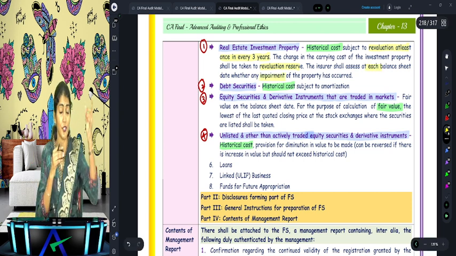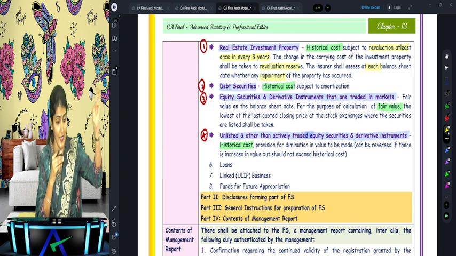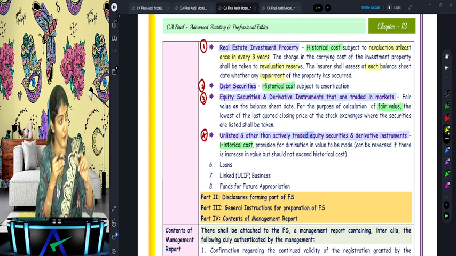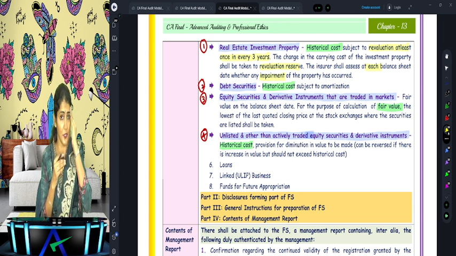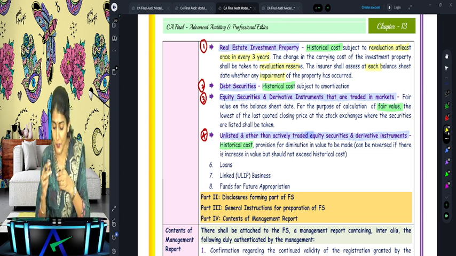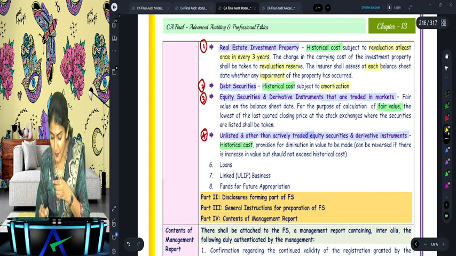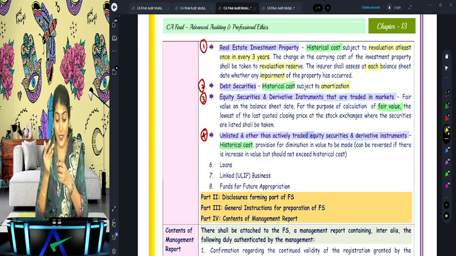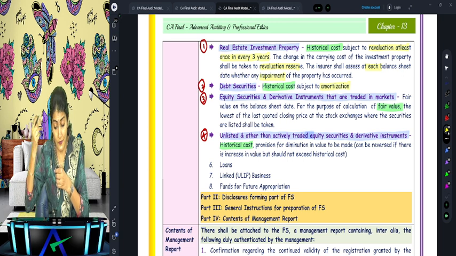So revaluation you have to check at least once in every 3 years, but impairment you have to check at each balance sheet date. Right, so revaluation once in 3 years, but impairment has to be checked at each balance sheet date. Then debt securities, historical cost subject to the amortization. Then equity securities which are actively traded, what does it say?